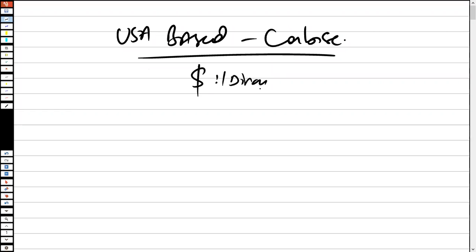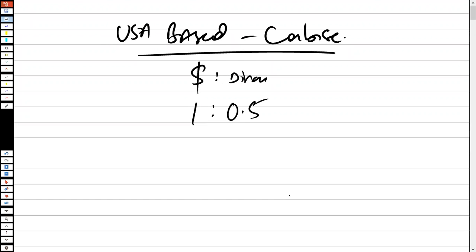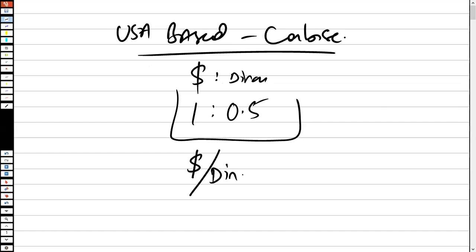So in fact, we were given this: dollar is to dinar, one is to 0.5. Now, how would we know whether we need to multiply or whether we need to divide? So let's just try to see this. If you write down this exchange rate, how would you write down dollar upon dinar? Dollar upon dinar, if you write down this.